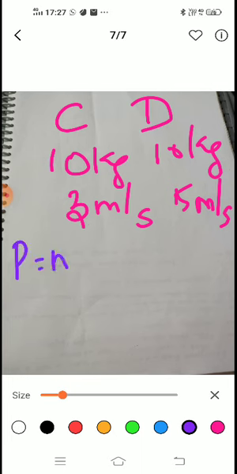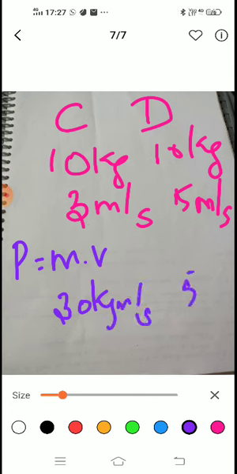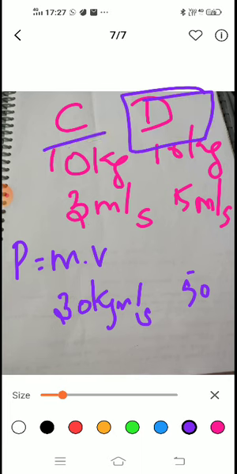Momentum is equal to mass into velocity. Multiplying, the first boy's momentum is 30 kg meter per second and the other boy's momentum is 50 kg meter per second. So I require more force to stop boy D compared to C. In that case, the momentum of D is greater than C.